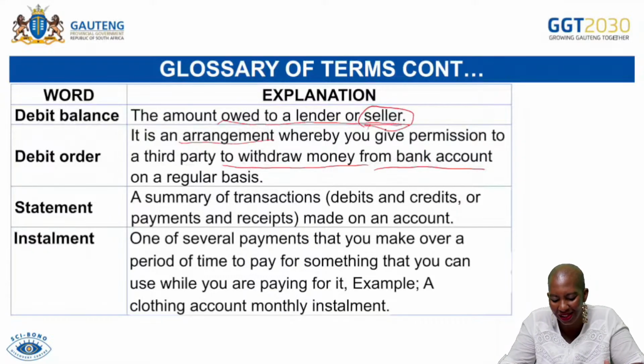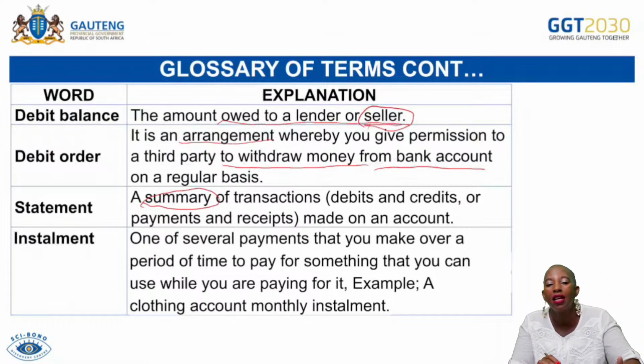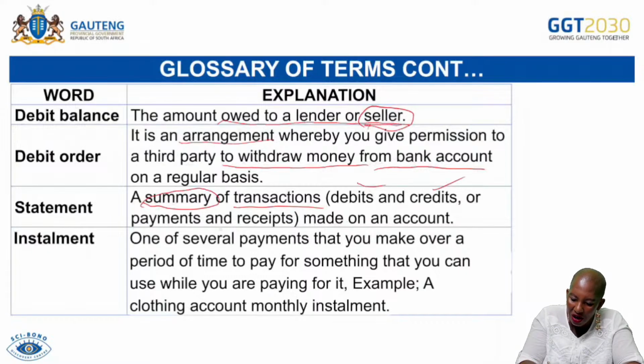A statement is a summary of transactions. Debits, it's a summary now. The statement summarizes everything. That is the one that you'll be looking at. Every month you'll get a statement via email or via post, and then it will show the transactions that took place, the debits, the credits, payments or receipts made on your account or on an account.